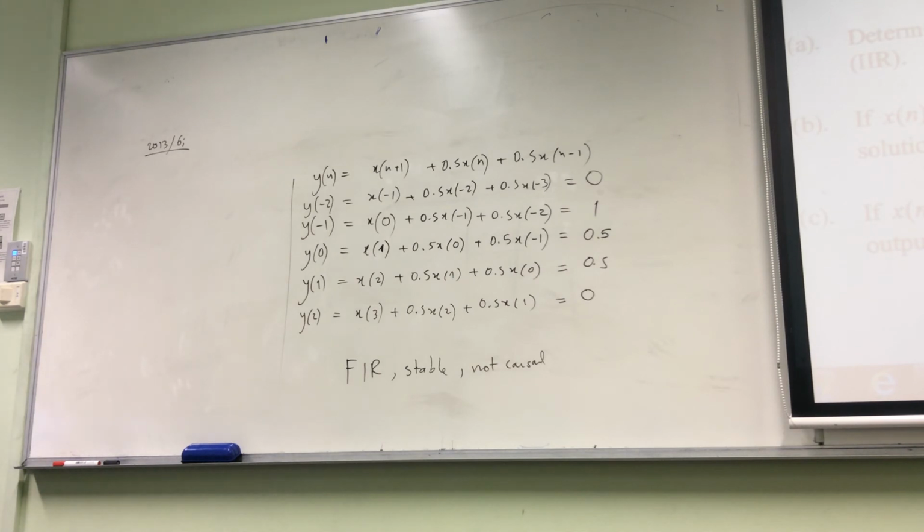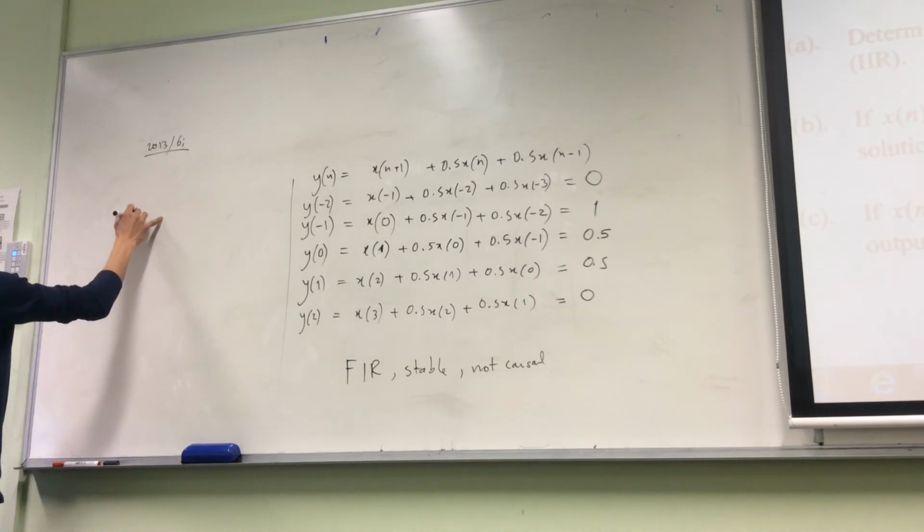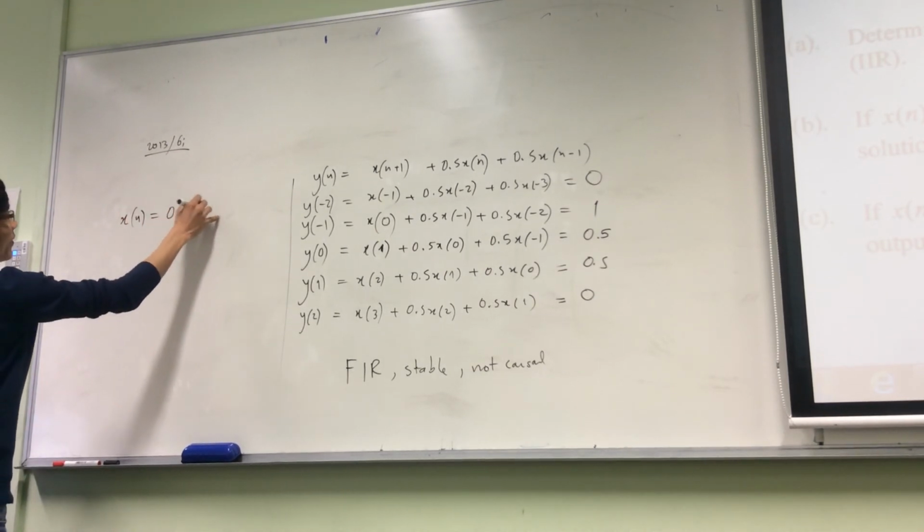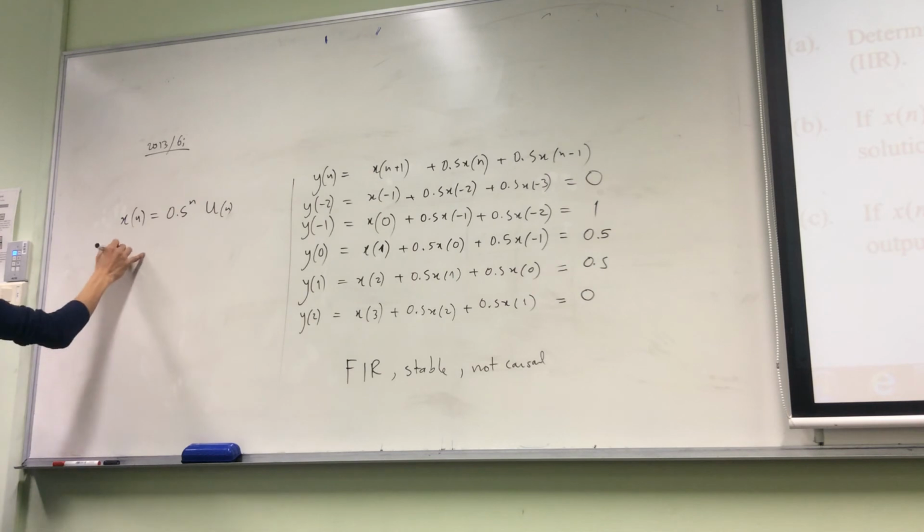Now, if x[n] is equal to 0.5 to the power n u[n], where u[n] is the unit step, draw the time domain solution for y[n], and use this to compute y[n minus 1] and y[1]. Now, what will x[n] be here? So x[n] will be 0.5 power n u[n]. You need to find what is y[n].